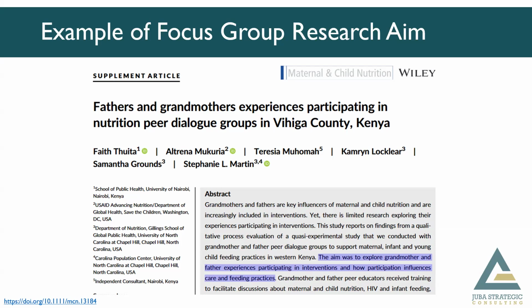Here I highlighted the aim of our qualitative research. We conducted focus groups to explore views. You can see the aim was to explore grandmother and father experiences participating in interventions and how participation influences care and feeding practices. So we were really interested in exploring the experiences of our participants, not measuring anything, but just exploring and describing their lived experience.